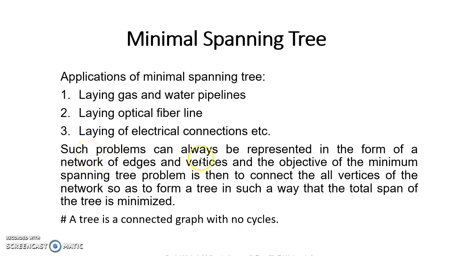Such problems can always be represented in the form of a network of edges and vertices, and the main objective of the minimal spanning tree is to connect all these vertices of the network so as to form a tree in such a way that the total span of the tree is minimized. A tree is a connected graph with no circle. This is what we have learned up to now.